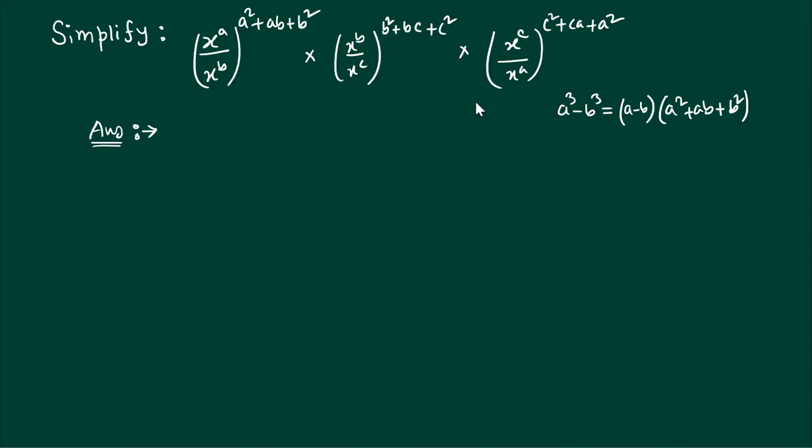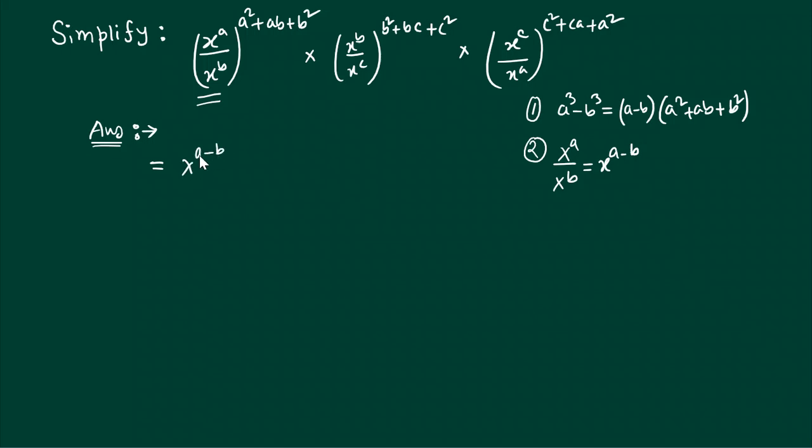To solve this question, we use two identities. First identity, a³ − b³ = (a − b)(a² + ab + b²). Second identity, x^a / x^b = x^(a−b). So we can write that x^a / x^b = x^(a−b).